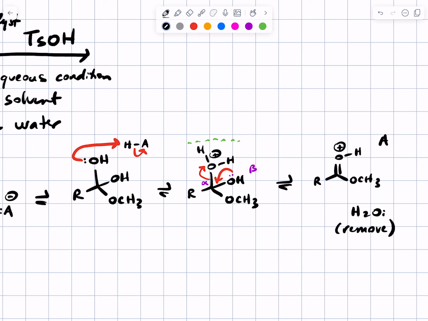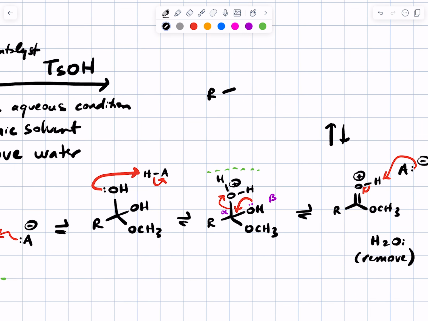Then all it takes to get our product is to use the conjugate base of our acid to remove the proton, thereby giving us the final ester product and restoring our acid catalyst.